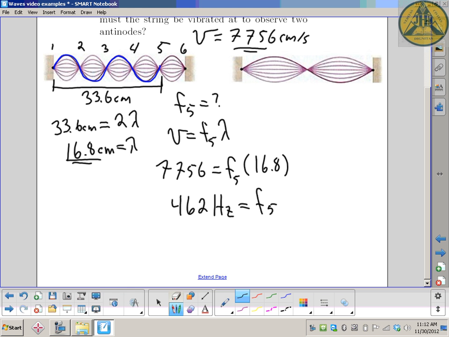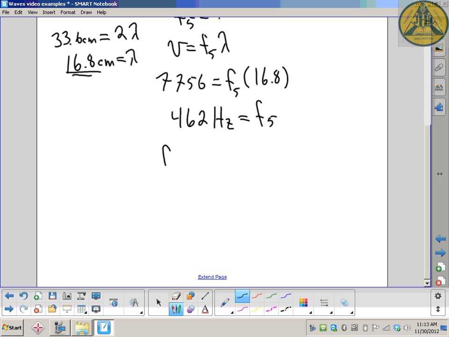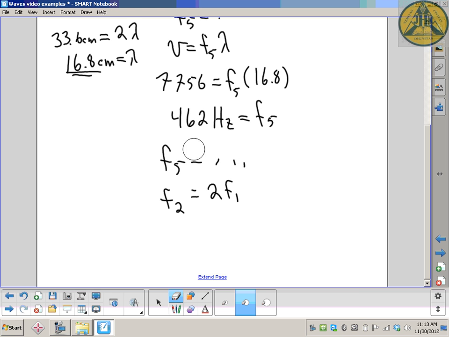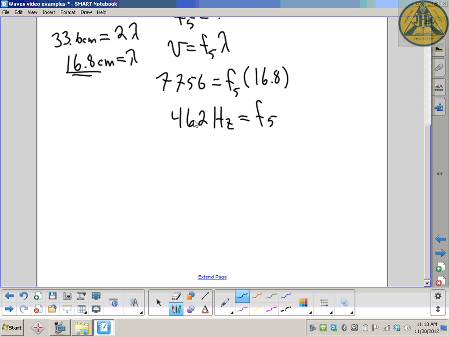That value is 5 times the natural frequency, which is the frequency to see just 1 antinode. So that's what I'm going to work towards. f5 equals 5 times the frequency to see 1. And the frequency to observe 2 is twice the frequency to observe 1. Using that, we're going to figure out the frequency to see just 2 antinodes. So I'm going to erase that and start over here, step by step.